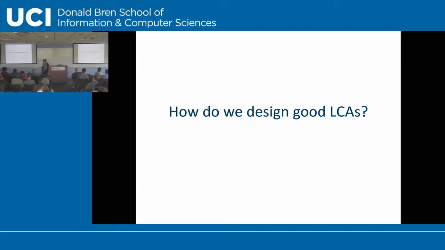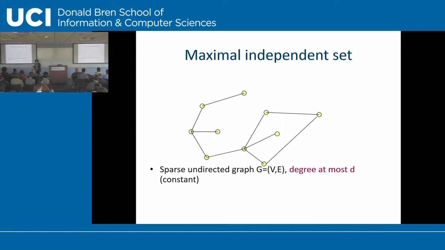Now that we've talked about the model, this sounds maybe crazy. How could you design an LCA? Let me talk about some methods of giving LCAs for different problems, general methods at a high level. As a running example, take the maximal independent set problem. Just so we remember, you're given a sparse undirected graph, let's assume it's constant degree.